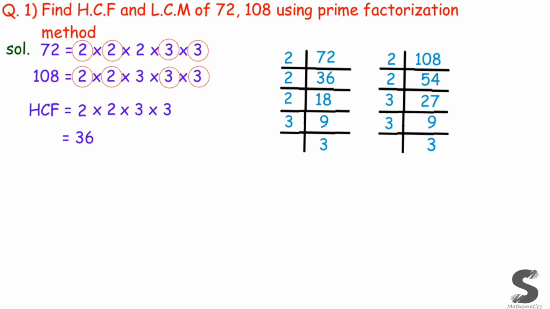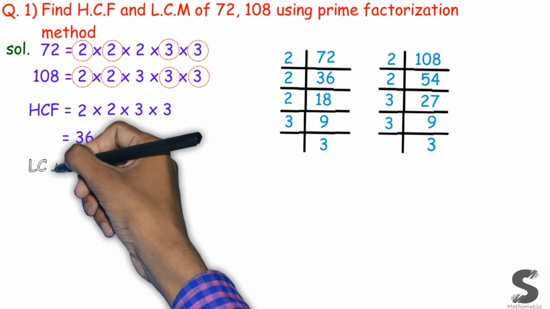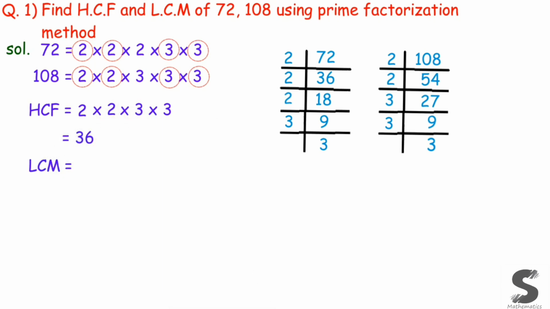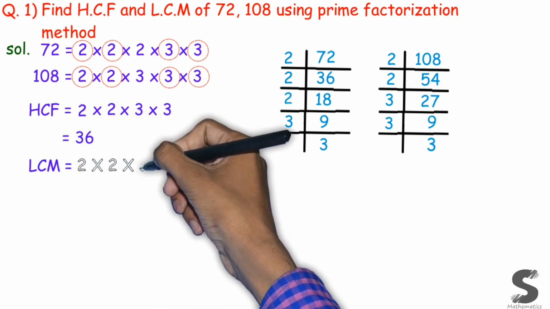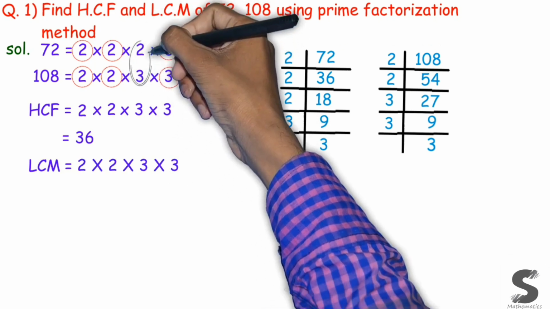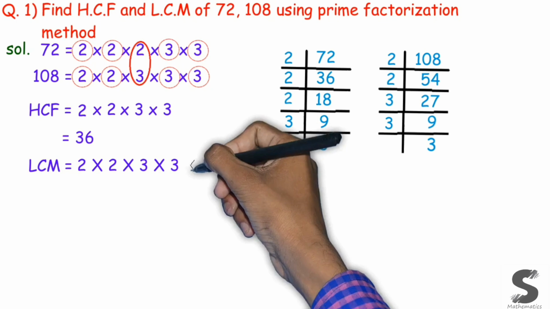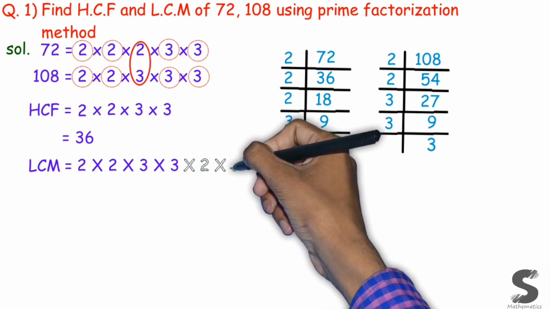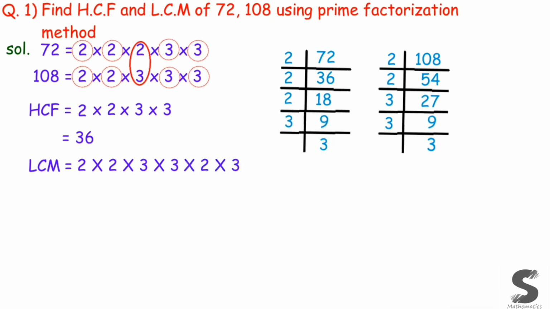Now we will find LCM. So LCM is equal to, first we have to write the common prime factors in both numbers, that is 2 into 2 into 3 into 3. Now we will write the leftover numbers 2 into 3. By multiplying all these numbers we will get LCM.